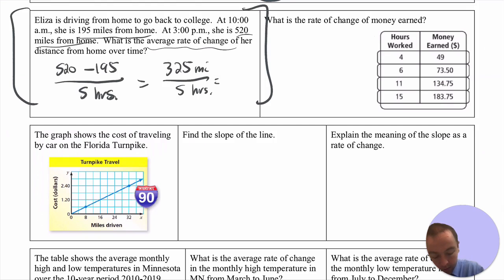And then if you divide that out, it ends up giving you 65, and then it would be miles per hour. So that's telling you the average rate of change, which really is just the speed she was traveling over time. Again, it's just an average, so she's not necessarily always traveling 65. It's just the average of when she was going like 68 at one point, and then 55 another, etc. It just averages out to be 65 miles per hour.